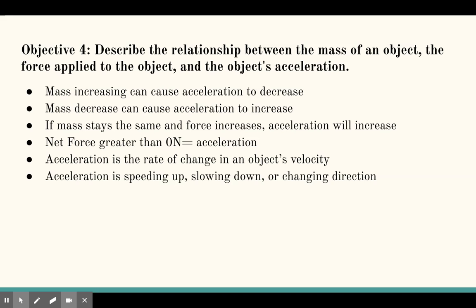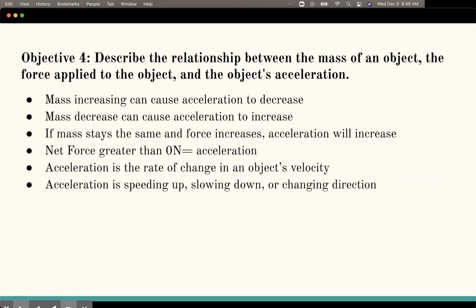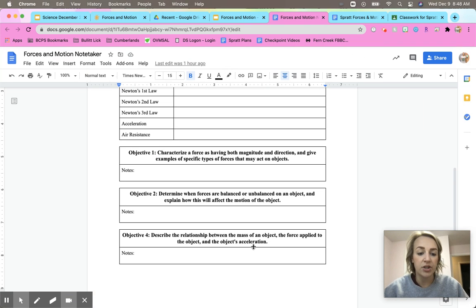Anytime that net force is greater than 0 newtons, that means that there is some acceleration occurring. And here are those different examples of acceleration. So it's the rate of change in an object's velocity. It is also speeding up, slowing down, or changing direction. So those are some pieces of information that are important for objective 4. Make sure you type that in this box.